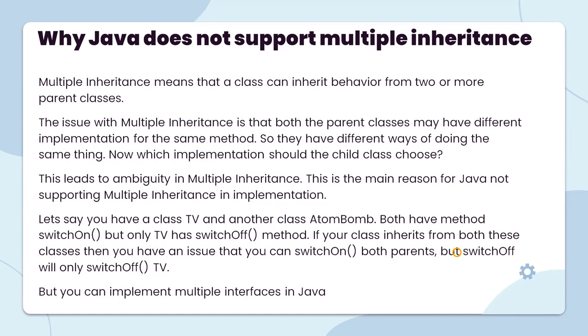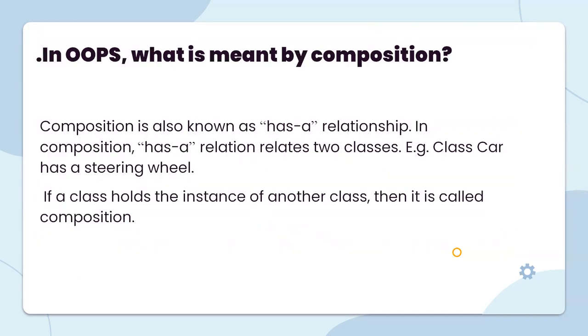If your class inherits from both these classes, then you have two issues. You can switch on both parents, but switch off will work only from the TV. But that's good, we are getting switch on for both the bomb and TV classes. But in that switch off, we are getting only TV, right? But you can implement multiple interfaces in Java. Why? Because in Java an interface is free from implementation.